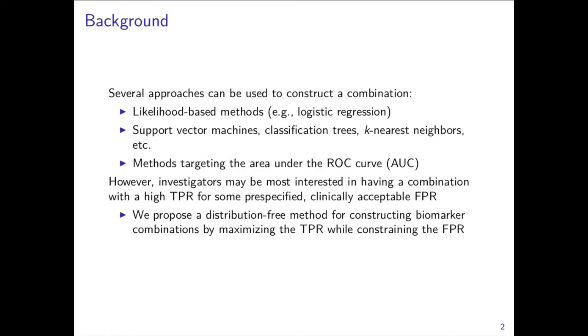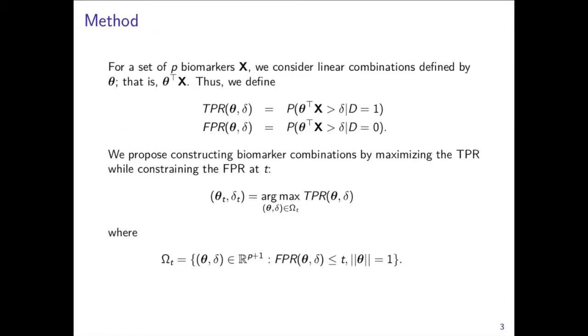Great. Let's move on. So, diving right into our proposed method. We'll suppose that we have a set of P biomarkers that we denote as X, and we consider linear combinations defined by theta. In particular, we define the true and false positive rate as functions of both the combination theta and the threshold delta. The true positive rate for a given combination theta and threshold delta is the proportion of diseased individuals whose combination exceeds the threshold, and the same for the false positive rate among non-diseased individuals.